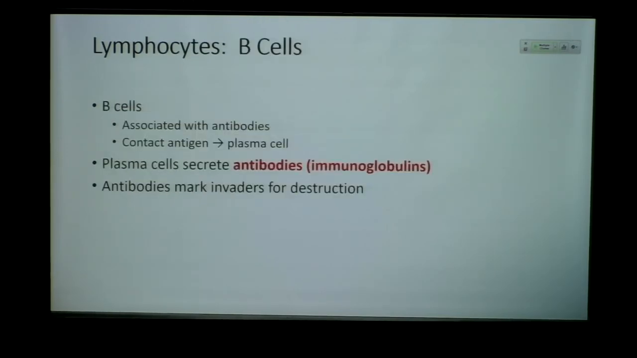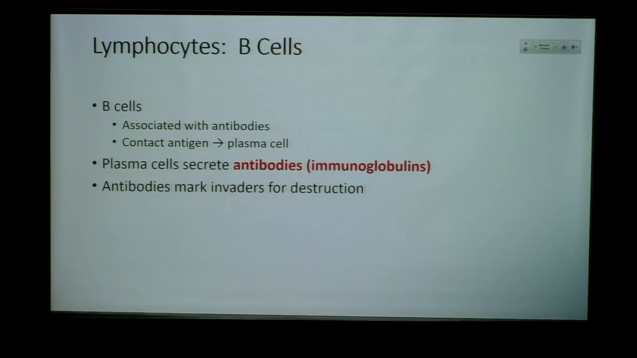Okay, so B cells are associated with antibodies, and pretty much when a B cell comes in contact with an invader or a pathogen, it will differentiate into what is called a plasma cell. And our plasma cell has the ability to secrete an antibody that is the exact response of a specific antigen.